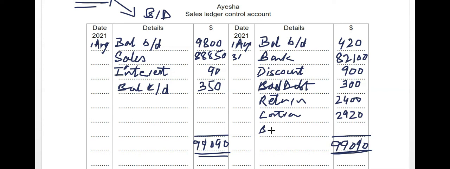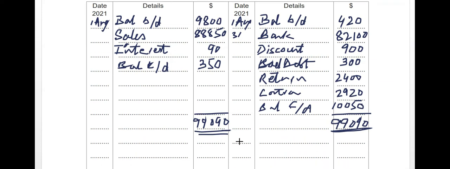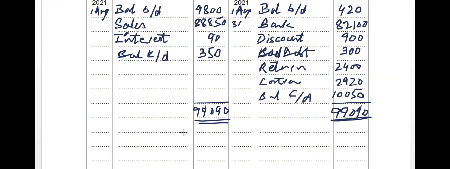With this we will try to find the difference on the credit side. So on the credit side, this is balance BD. 99090 minus 2920 minus 2400 minus 300 minus 900 minus 82100 and 420 will give us 10050. So this is our debit balance. Now this balance is coming on the credit side, and this will be brought down on the debit side.